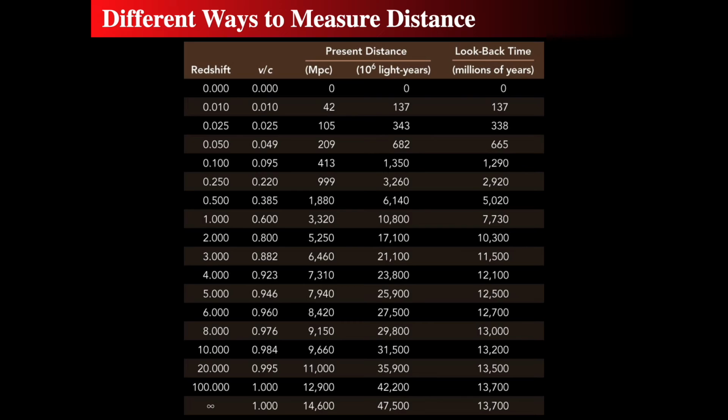So if we want to say 10.8 billion years ago it emitted light, and it's 10.8 billion light years away, that's not true. In an expanding universe, something that's measured to be 10.8 billion light years away emitted its light only 7.7 billion years ago.